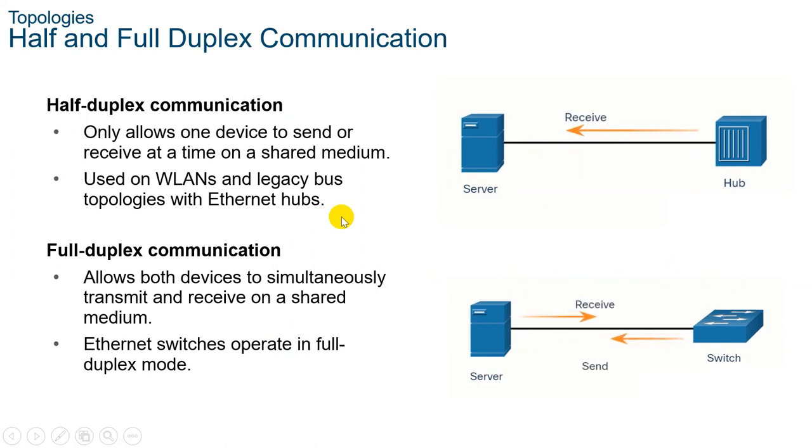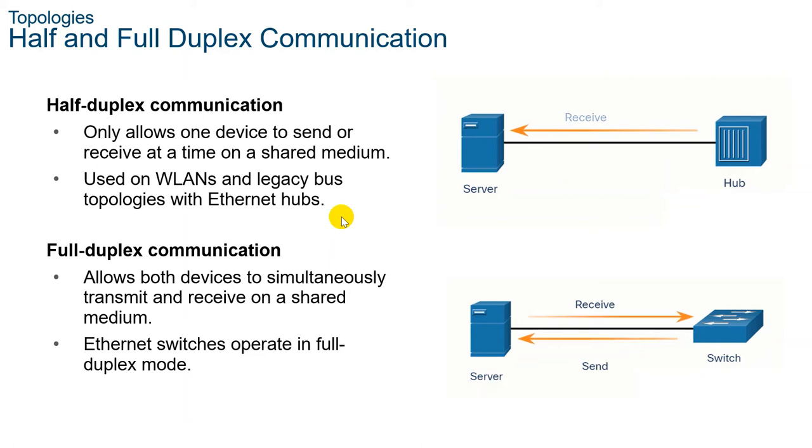All right, so the next one is the operation of half and full duplex communications. Understanding duplex communication is important when discussing LAN technologies or topologies, because it refers to the direction of data transmission between two devices. So there are two common modes of duplex: half duplex and full duplex.